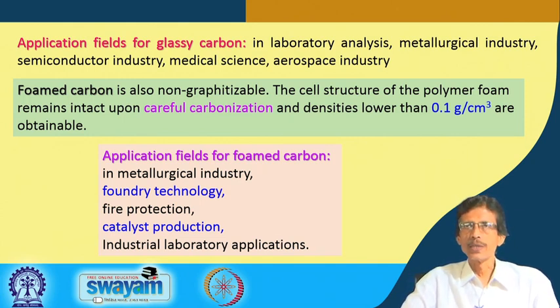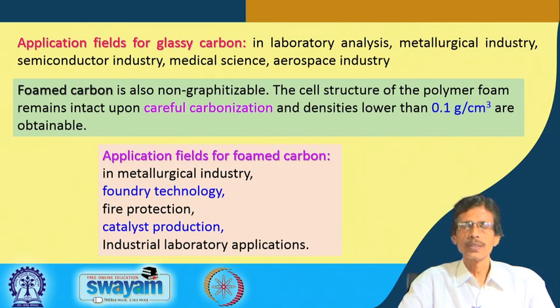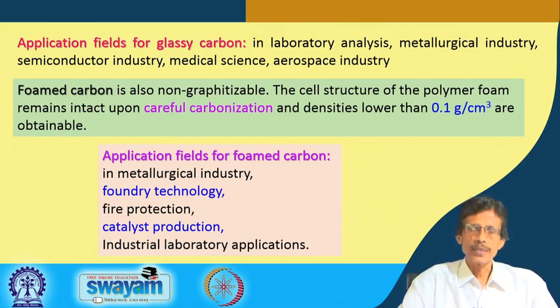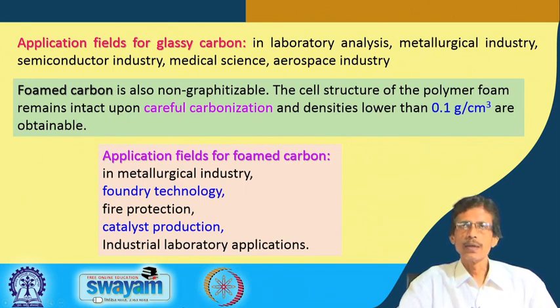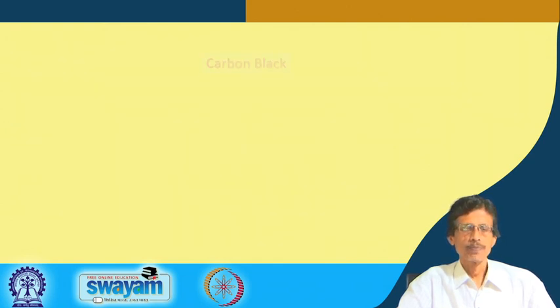And also that particular surface, the foamed carbon surface, can be utilized as a catalyst support. So, the catalyst can cover that surface and be utilized, and that surface should be an inert one. So, the inert foamed carbon based surface can be utilized for catalyst support also. Then different types of industrial laboratory applications. So, carbon can be the material for making different laboratory items for that particular purpose.